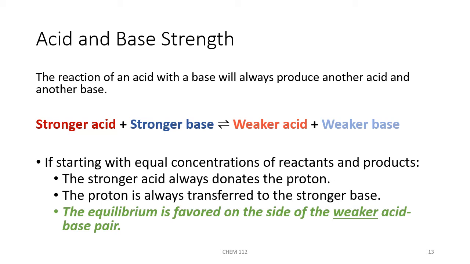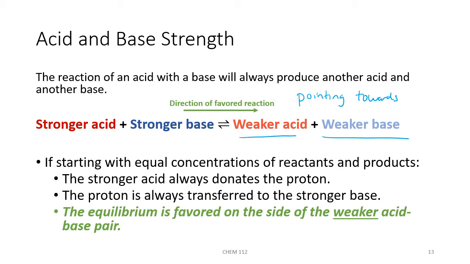So what we often do is we draw an arrow in the direction of the favored reaction. So the arrow is pointing towards the weaker acid and the weaker base. It's longer pointing in that direction, showing that's the direction that's favored. So at equilibrium, there would be a greater concentration of the weaker acid and weaker base present, and a lesser concentration of the stronger acid and stronger base present, because those two reacted away to form the others.